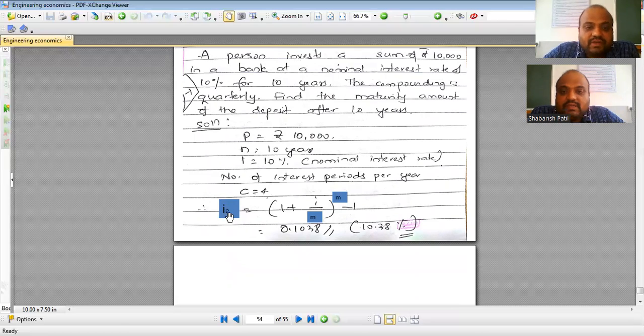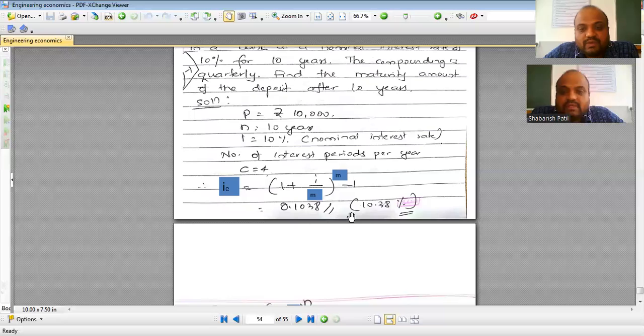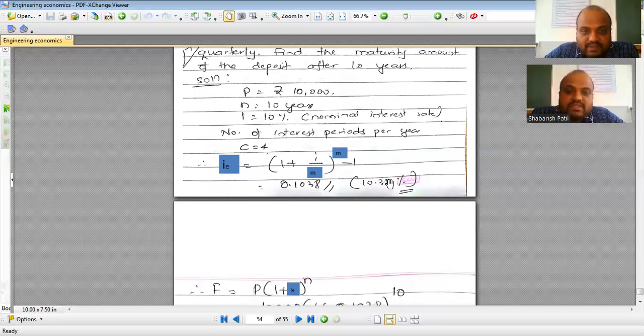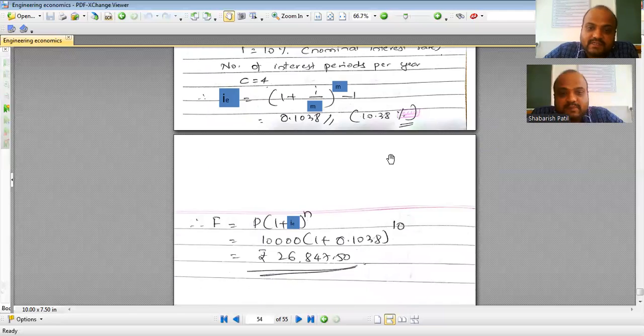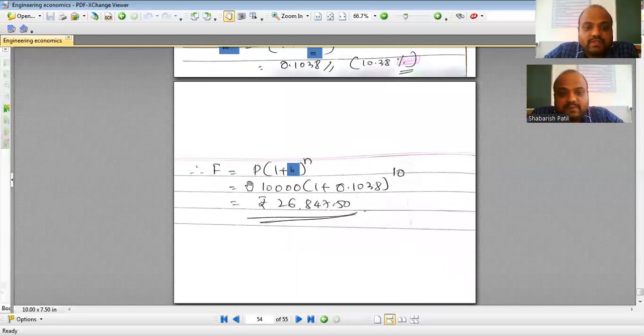Therefore, your effective interest rate is 1 plus I, where I is 10 divided by M, that is 4, raised to 4, minus 1. So that becomes 10.38%. So the effective interest rate is 10.38%. Later, your future value is equal to P into (1 plus effective interest) raised to N. So your F, the future value, becomes 26,847.50.